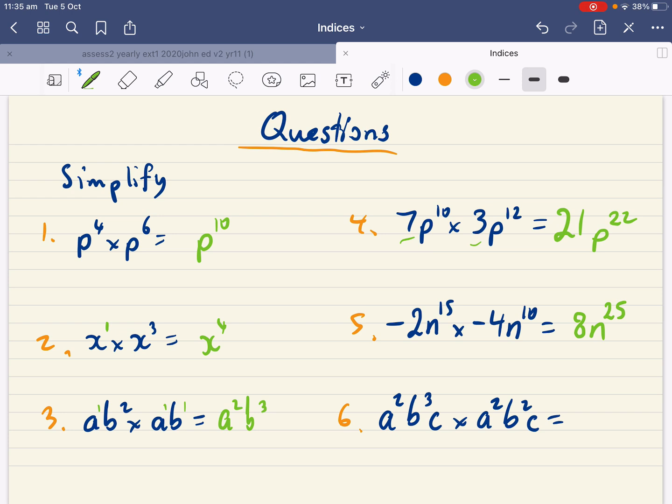All right, and on to our final question. In this case, you should have had hopefully an a to the 4, a b to the 5, and a c to the power of 2.